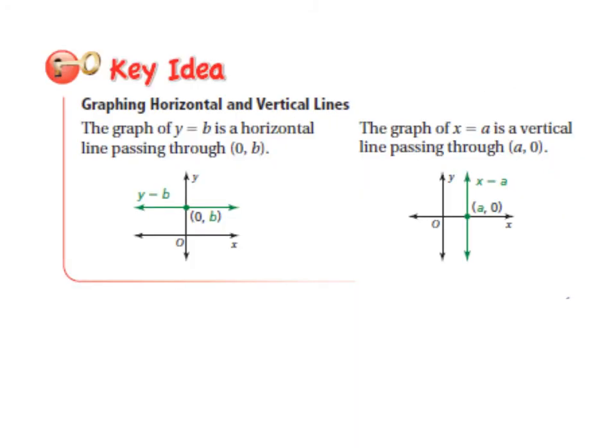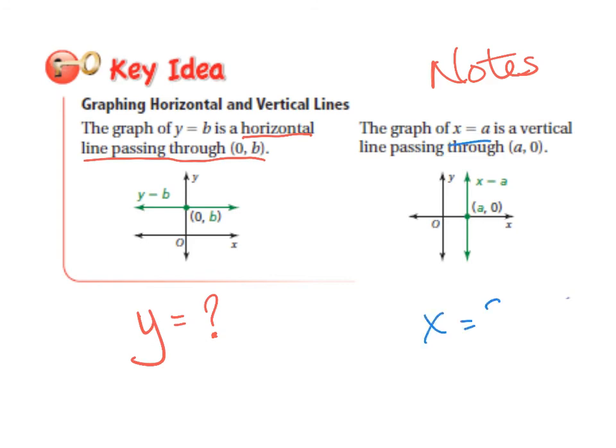Now we do have 2 other lines to talk about. So again, this should go into your notes. You've got a horizontal line and a vertical line. So if your equation is literally just y equals some number, that is going to be a horizontal line passing through 0 and whatever that number is. Y gives us a horizontal line. On the opposite, if it's x equals some number, that's giving us a vertical line going straight through.